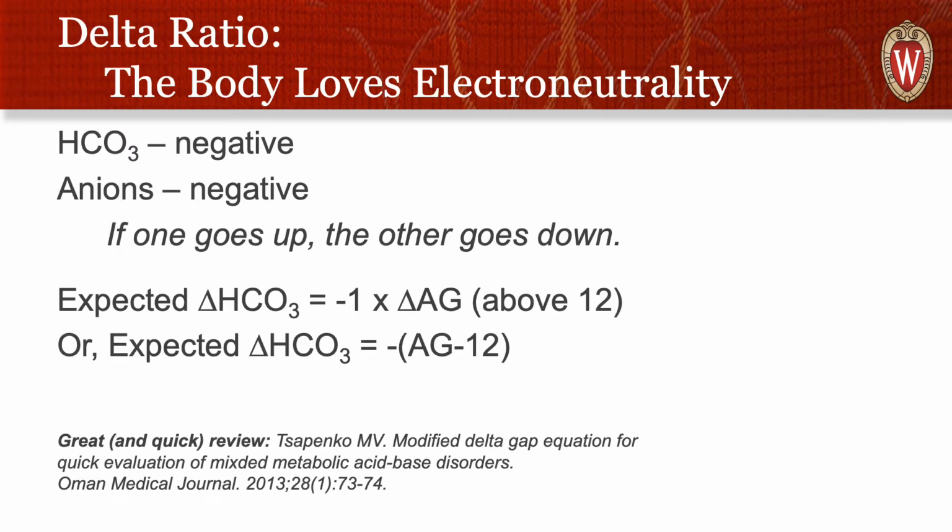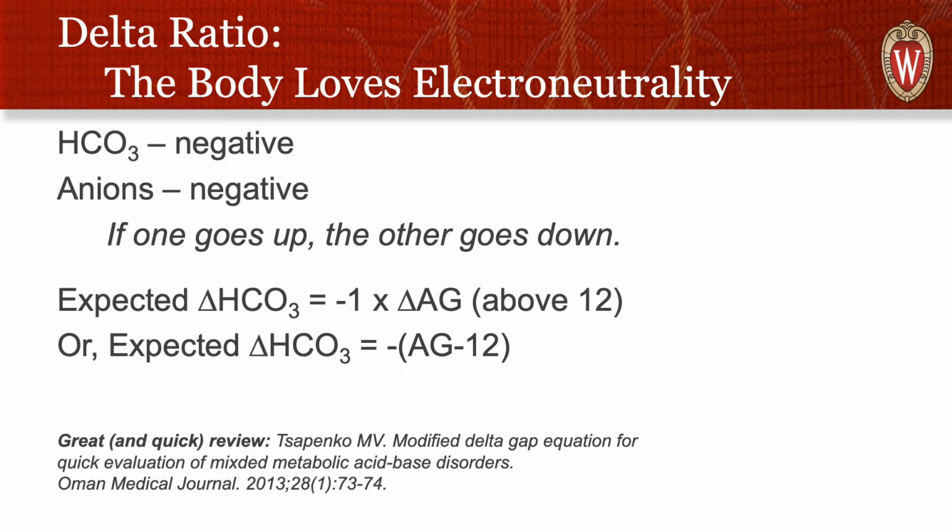Now finally, on to the last step. If you have a positive anion gap, you have to do the delta ratio. And while everything you read about the delta ratio is fairly complex, the delta ratio is really simple, and it can be summed up by the simple statement that the body loves electroneutrality. Anions are negative and bicarbonate is negative. So if one goes up, the other must go down to maintain electroneutrality.